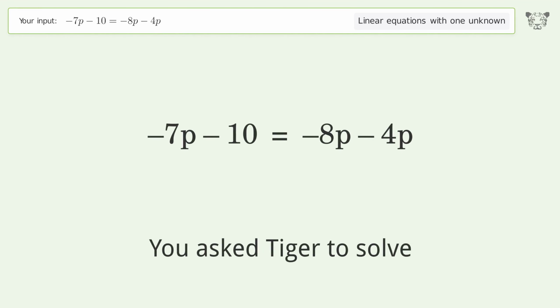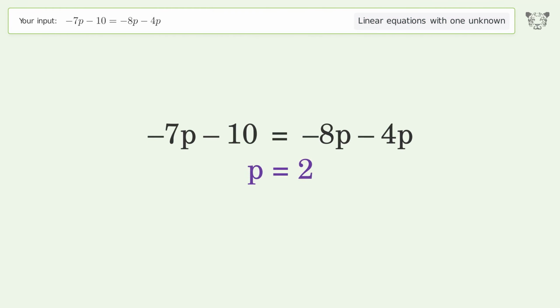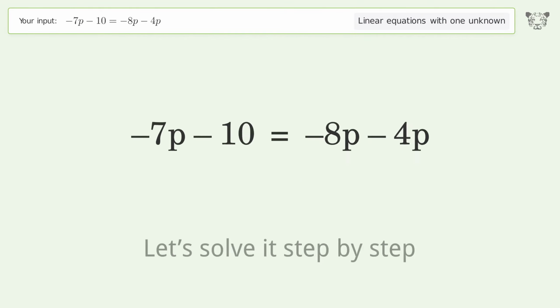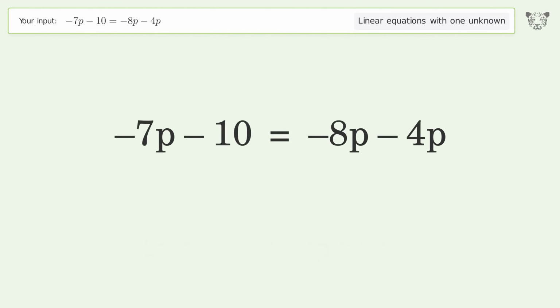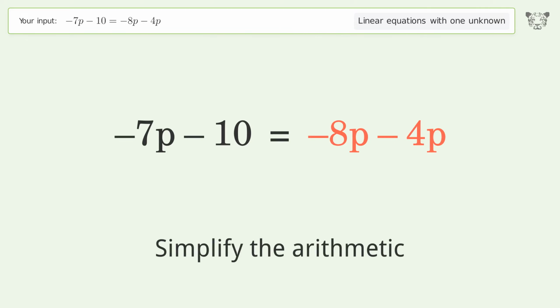You ask Tiger to solve this. This deals with linear equations with one unknown. The final result is p equals 2. Let's solve it step by step. Simplify the expression. Simplify the arithmetic.